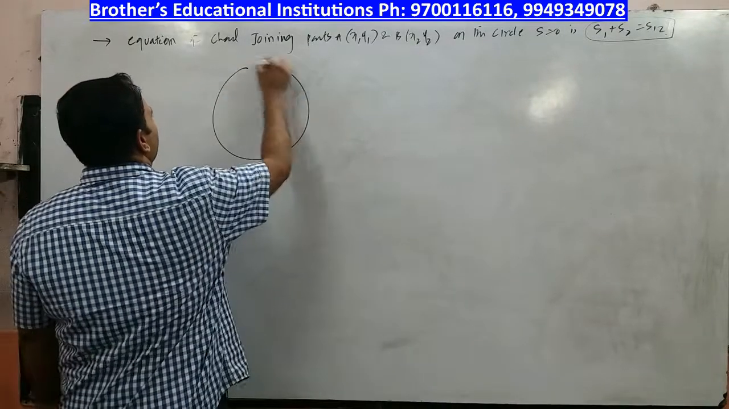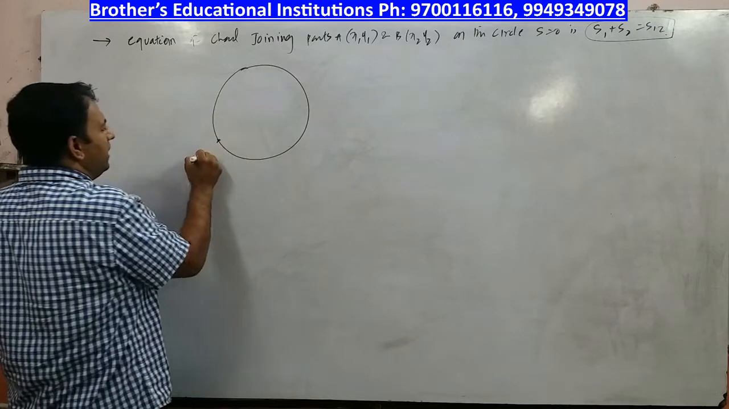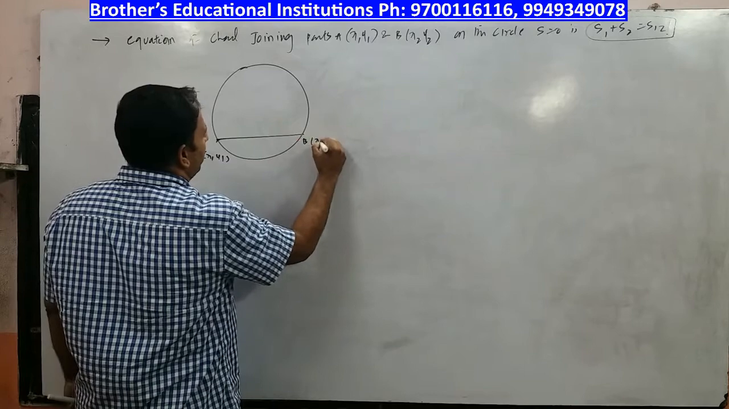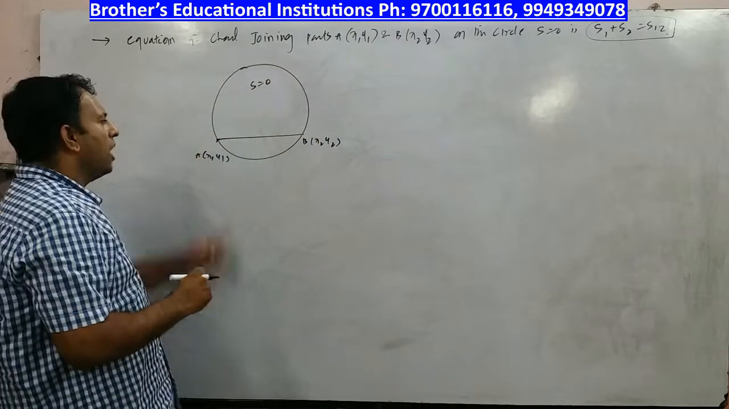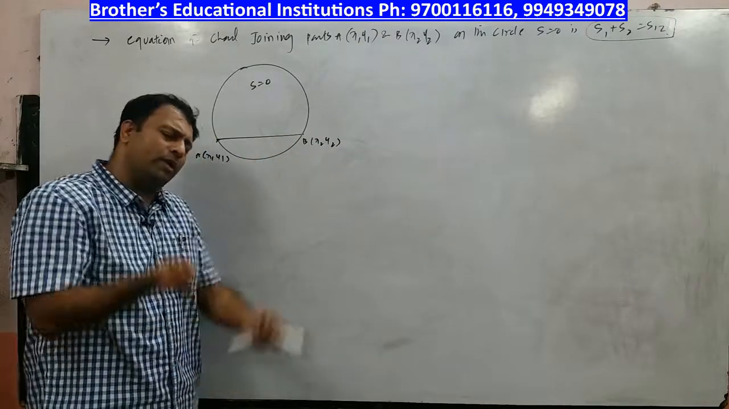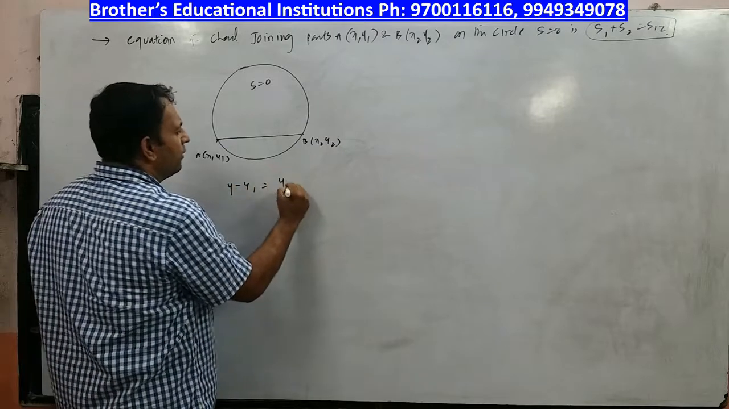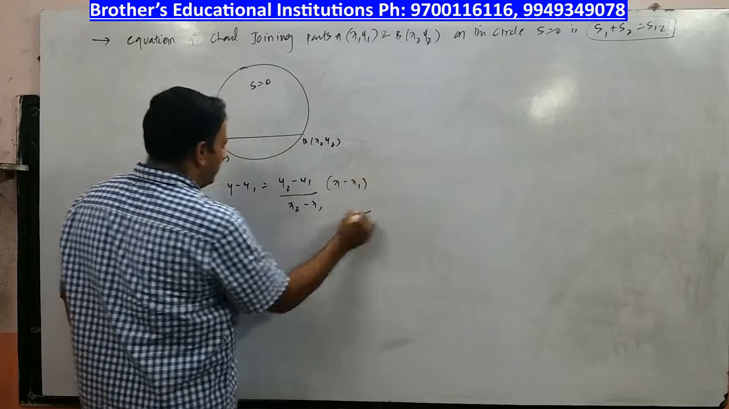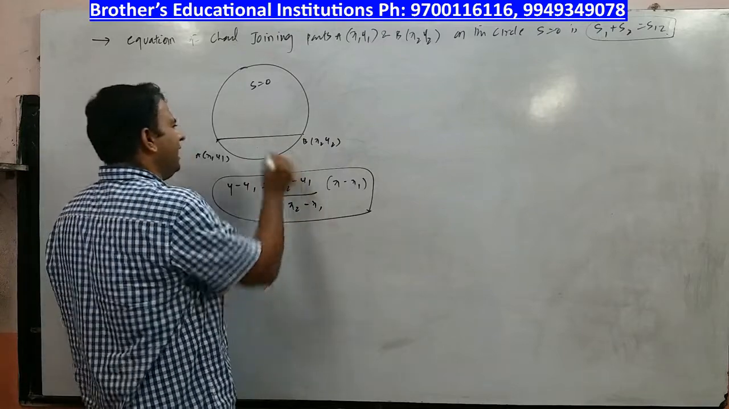Now what does it mean? Always try to draw the figure and understand what it means. There is a point A (x1, y1) and there is a point B (x2, y2). If the equation of the circle is S = 0, then how do you find the equation of AB? Pause. When 2 points are given to you, you can directly find the 2-point form. What is the 2-point form? y minus y1 is equal to (y2 minus y1) by (x2 minus x1) into (x minus x1). Right? Through the 2-point form you can get the equation of this chord directly.